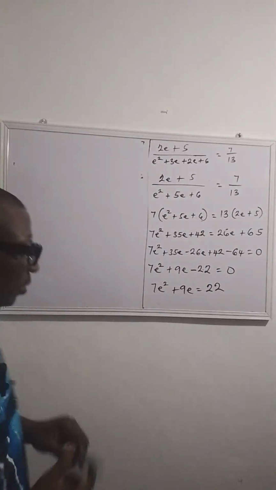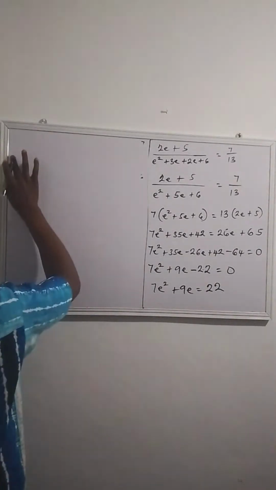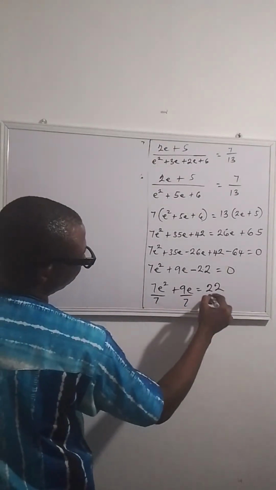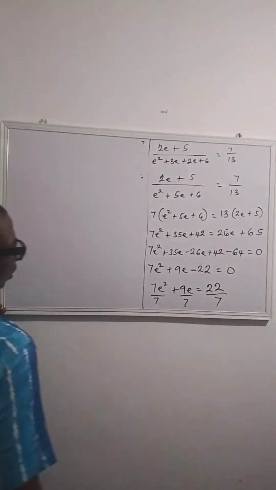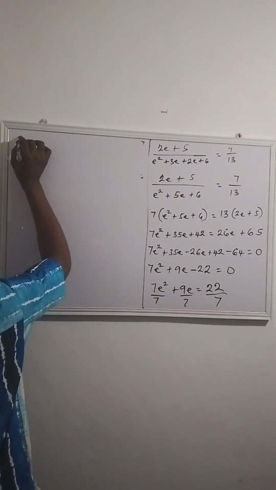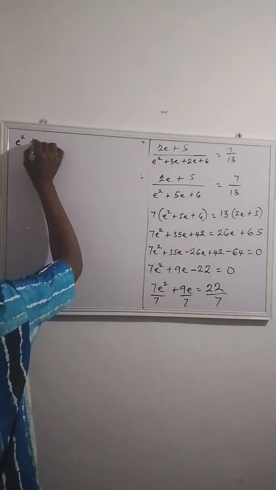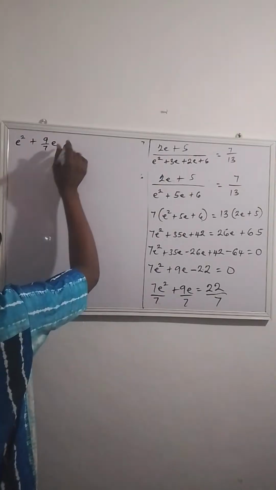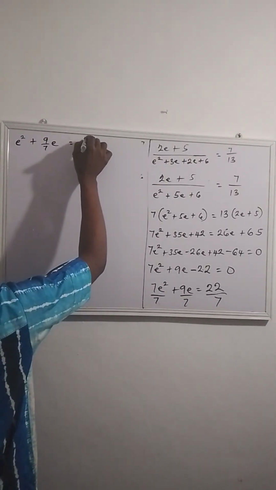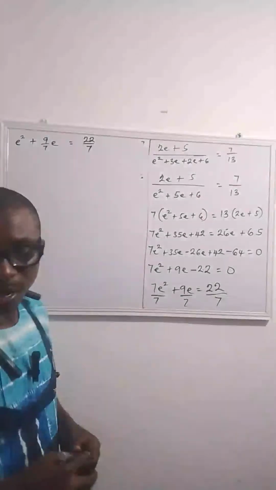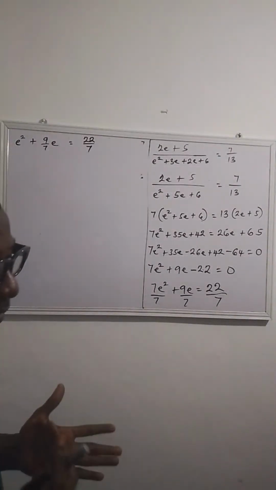So now let's do that and see what we have. Okay, so that is 7. We divide through by 7. So when we divide this by 7, this by 7, this by 7, let's see, 7 cancels 7. So we have e squared plus 9 over 7e equals to 22 over 7. So that's what we have. All right. So what's the next thing to do?